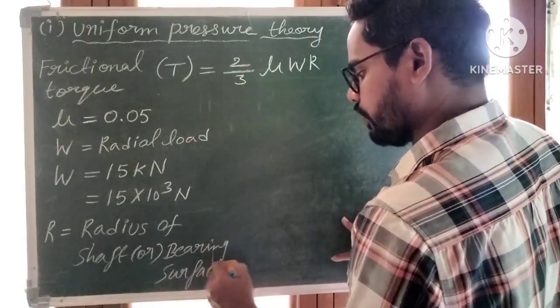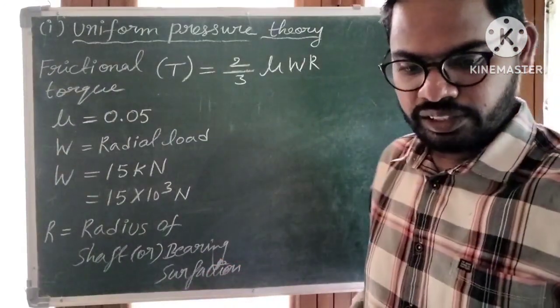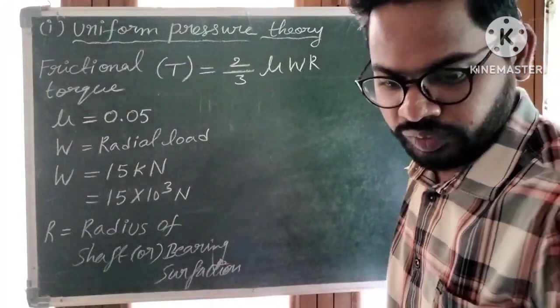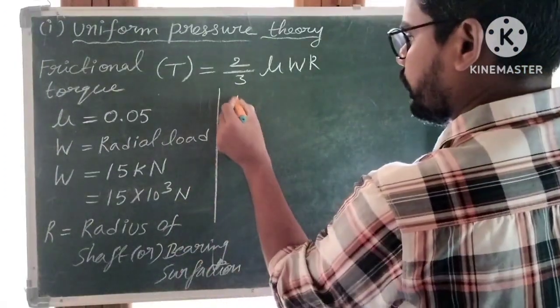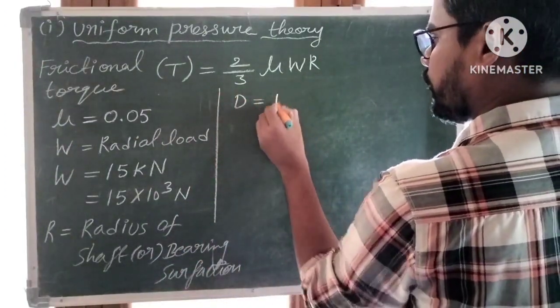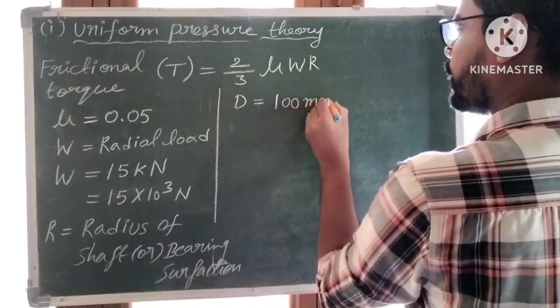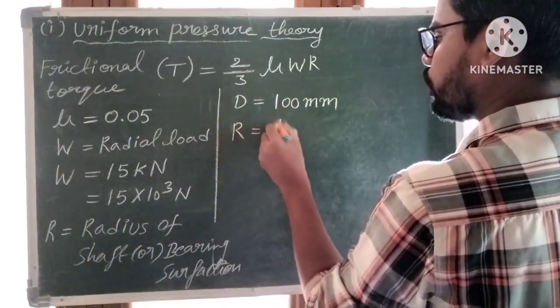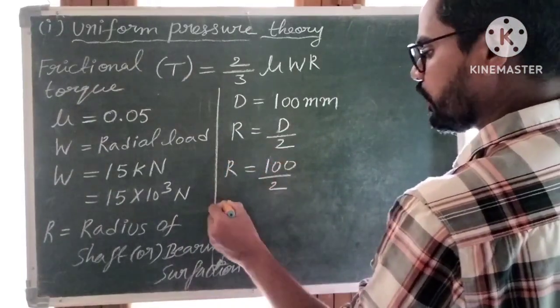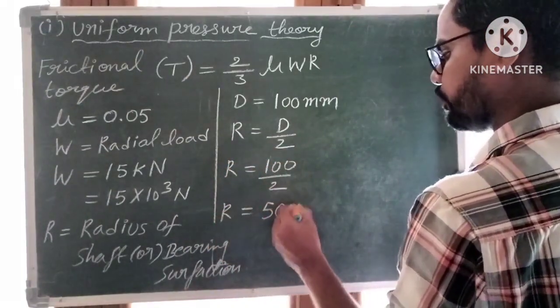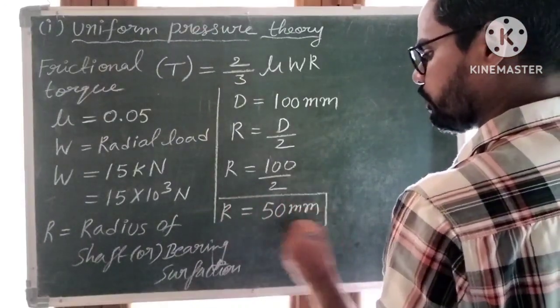If they are having very small clearance. Okay? So here, how much is given? The diameter is given. How much diameter is given? You are given 100 mm. For 100 mm diameter, what is the radius? Radius is equal to half the diameter. So R is equal to 100/2. You will get R as 50 mm. Here R is equal to 50 mm.